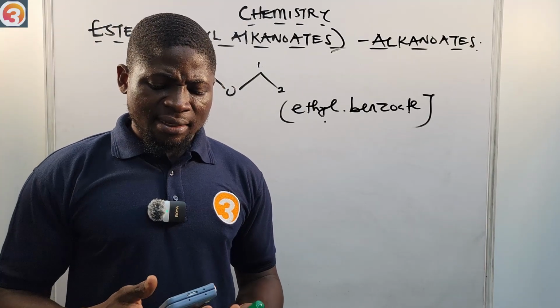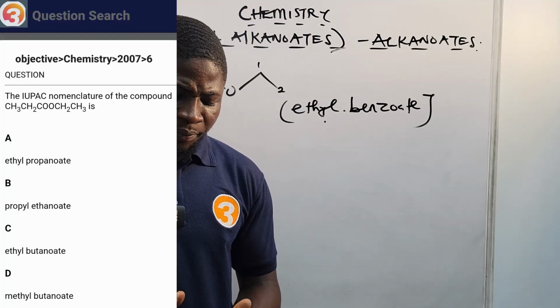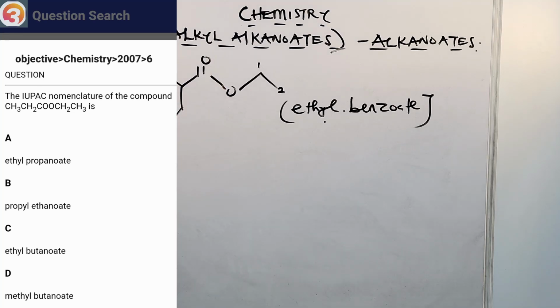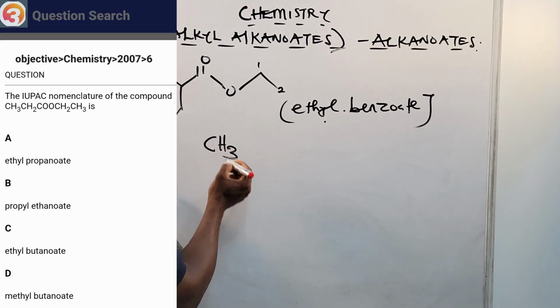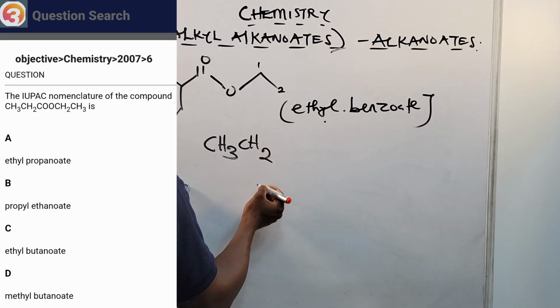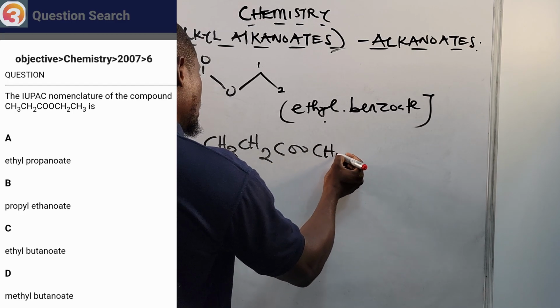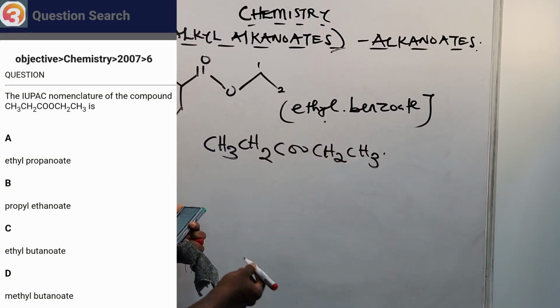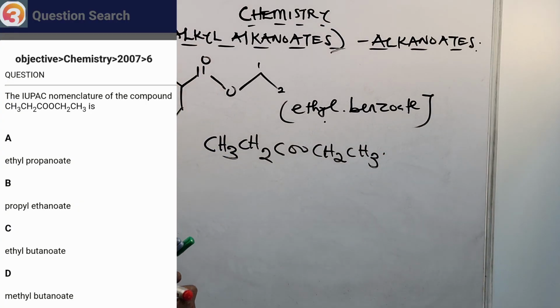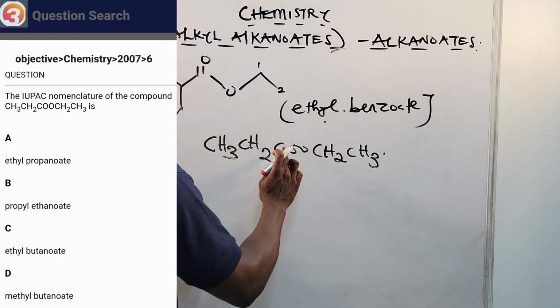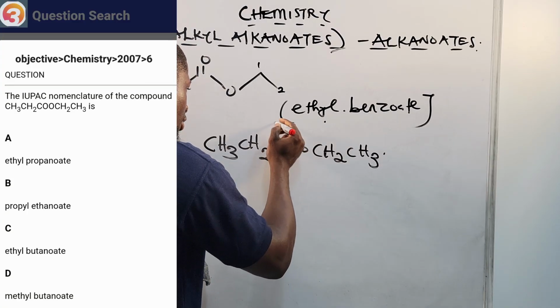This is a 2007 question number 6. It is being displayed on your screen right now. They asked for the IUPAC nomenclature of the compound given by CH3, CH2, COO, CH2, CH3. What is the IUPAC nomenclature of this compound? Let's look at this. You can see the oxygen is on the right. Now remember that this one, from this place here, is double bonded to O.